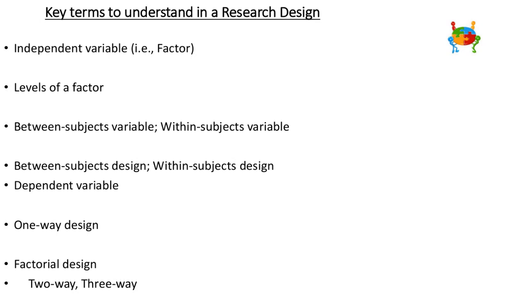All right, so let me just make that clear. So one-way is basically one factor. And so you could have, yeah, exactly, one independent variable.